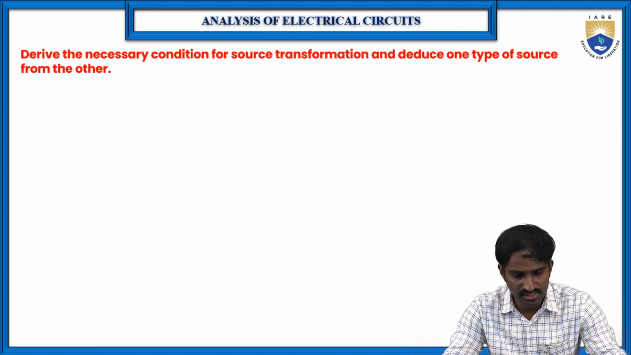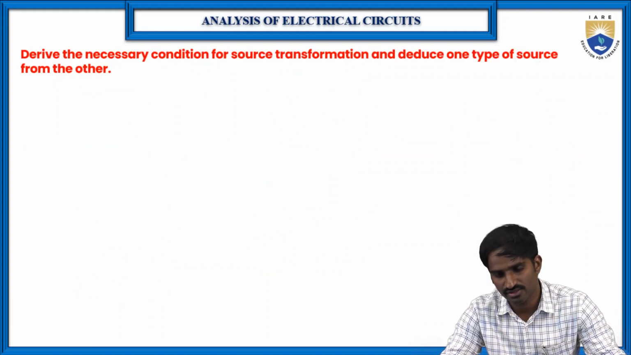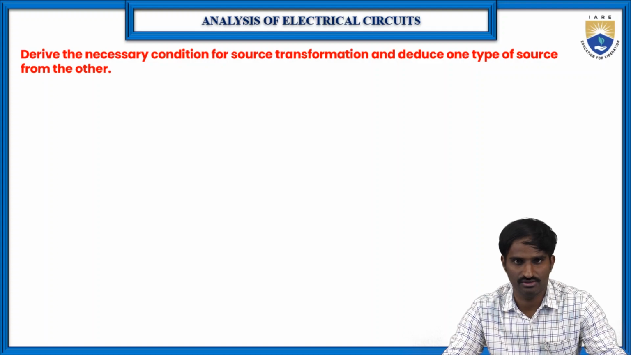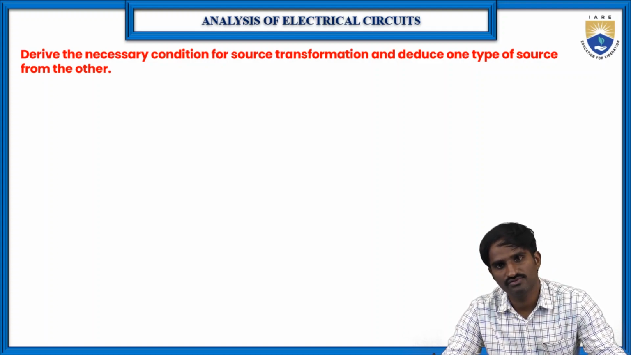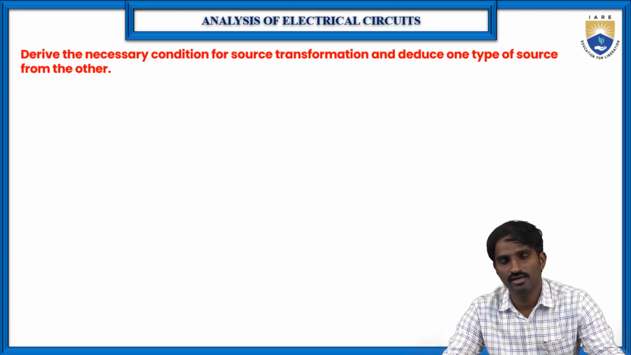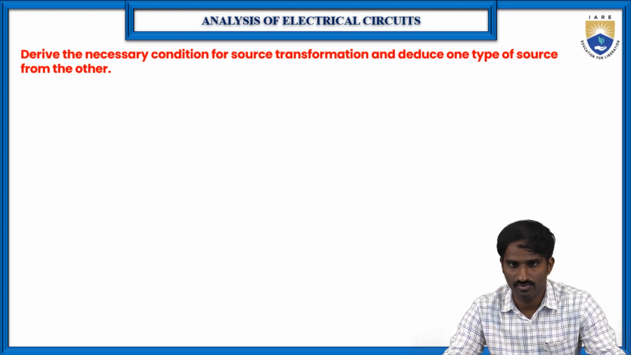Now derive the necessary condition for source transformation and deduce one type of source from the other type. Source transformation means how we can transform a current source to a voltage source and a voltage source to a current source. As we know, the basic kinds of sources are voltage and current, but we can classify them further, like the ideal source and the practical source.